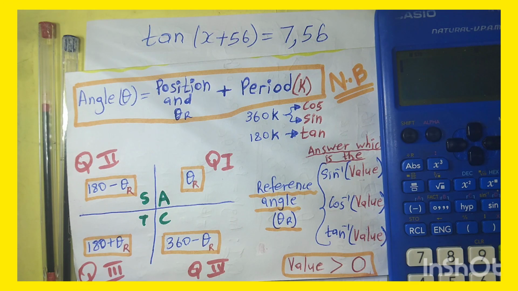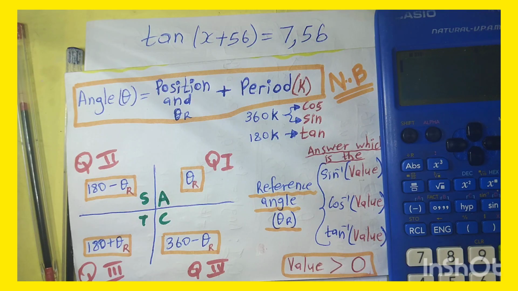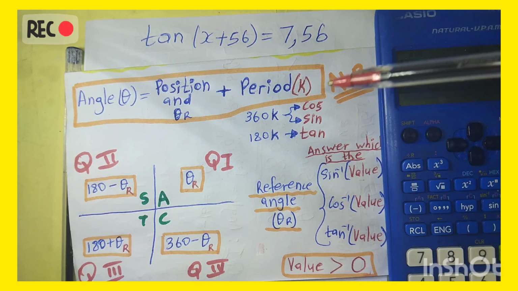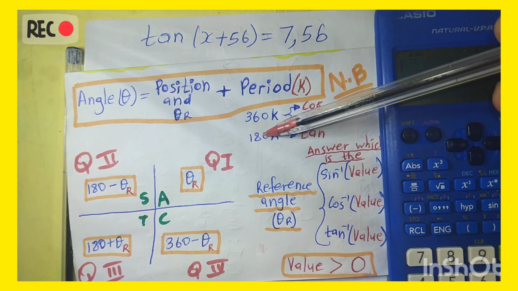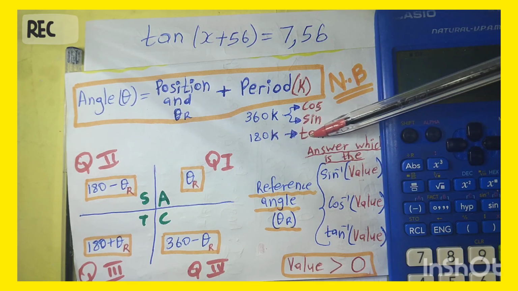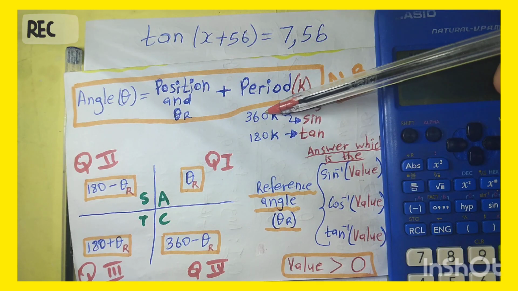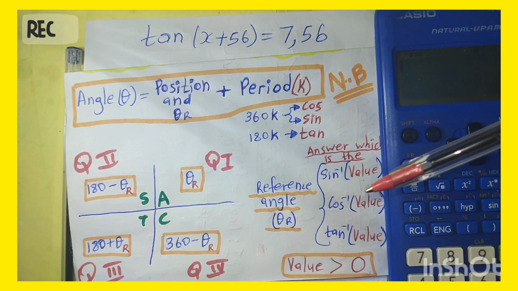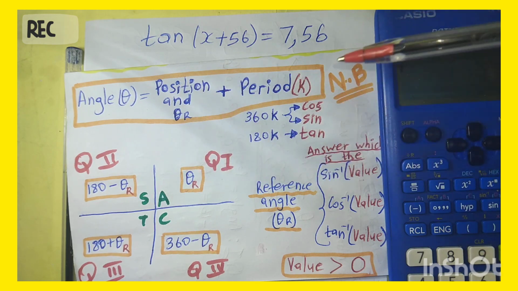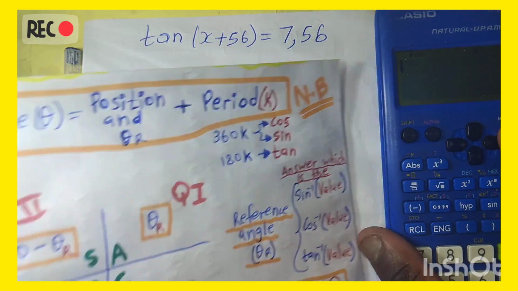Question which got tan. In the previous lesson we were dealing with sine and cos, so in the long run we come across tan now. With tan, there's nothing different, you still apply the same approach, but when it comes to period you should put 180k there because it's tan, but when it comes to cos and sine you just put 360k. Everything will still remain the same, same steps.